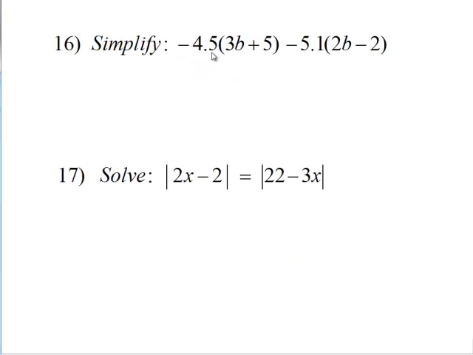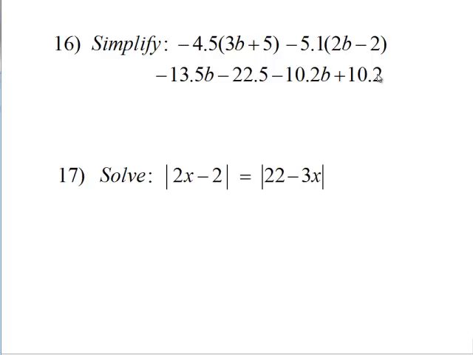Number 16, we're going to simplify by taking our negative 4.5 times a positive 3, and negative 4.5 times positive 5. 4.5 times 3 is negative 13.5. 4.5 times 5 is negative 22.5. Since they're both negative, negative 5.1 times 2 is negative 10.2. Negative 5.1 times negative 2 is positive 10.2.